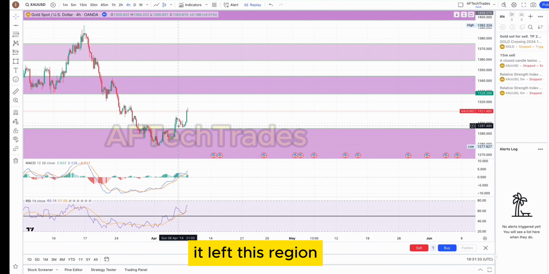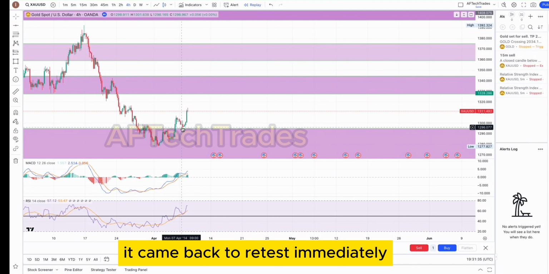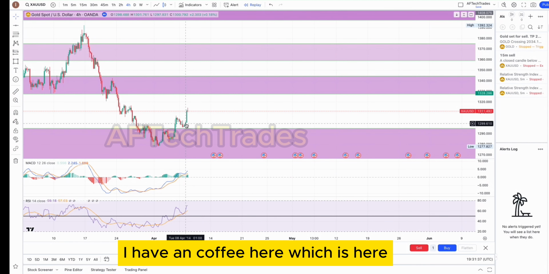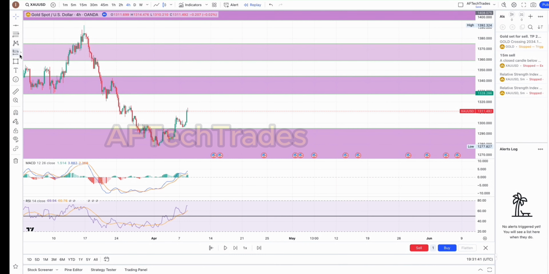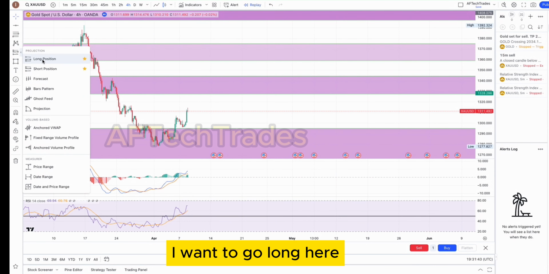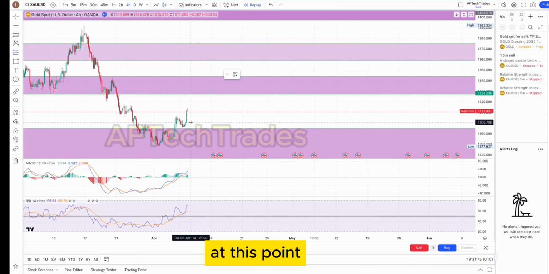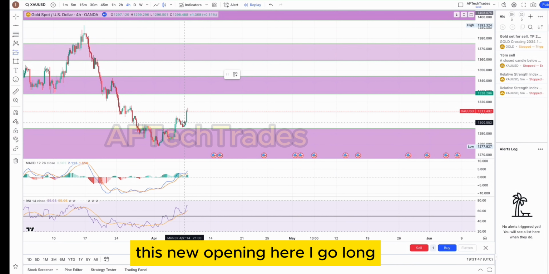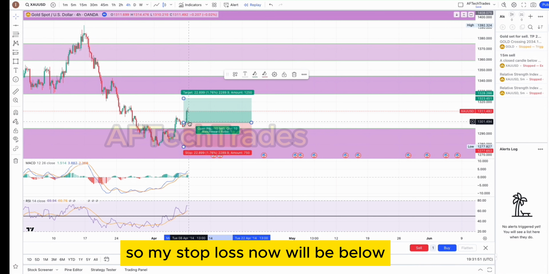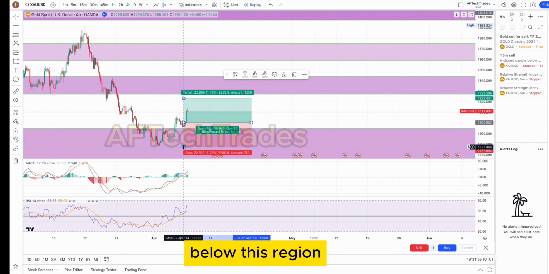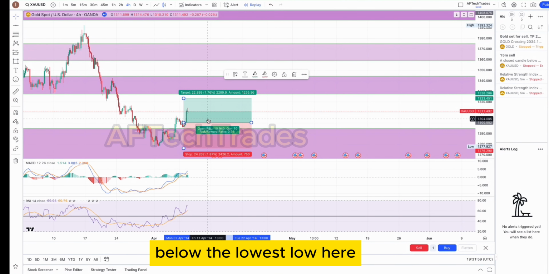It left this region, it came back to retest. Immediately I have engulfing here, which is here. Then I'll bring in my tool. I want to go long here at this point, this new opening here. I go long. So my stop loss now will be below this region, which is here. Okay, below the lowest low here.